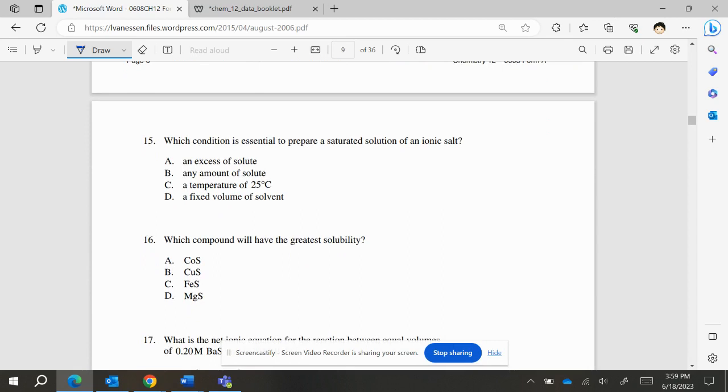Which condition is essential to prepare a saturated solution of an ionic salt? So if you want to make a saturated solution, or in other words, an equilibrium solution, what you need to do is make sure that you have solids turning into aqueous, and you also need aqueous turning back into solids. And look at this, that's the symbol for equilibrium right there.